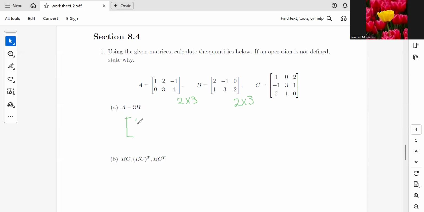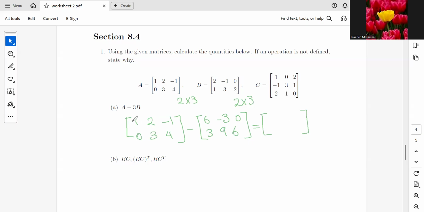So A is 1, 2, -1, 0, 3, 4. And if you multiply 3 to B, you would get 6, -3, 0, and 3, 9, 6. Pay attention that we have a negative here. In order to subtract them, you just subtract them in order, with the corresponding entries.